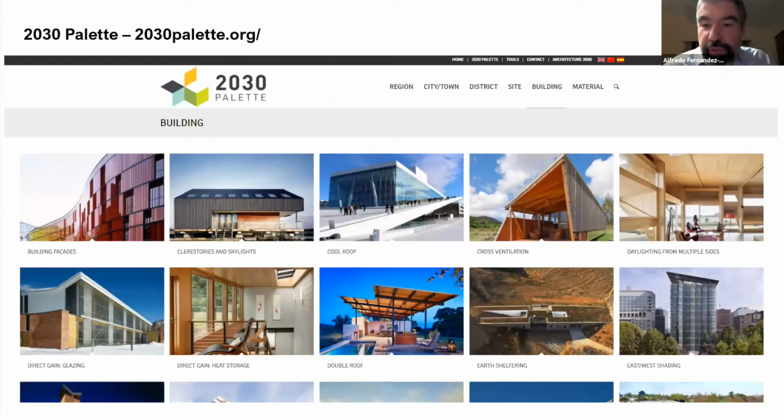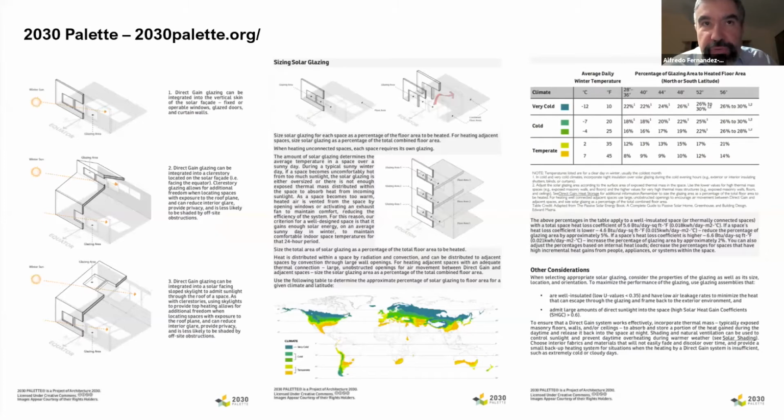I also want to plug in a very important resource, which is the Architecture 2030 Palette. The 2030 Palette provides you with tremendous resources to provide initial guidelines during the design process. And today I just want to show the example of sizing windows for direct gain. When you click into this strategy, among the many pieces of information there, you will see a very detailed guideline to size glazing for passive solar heating.